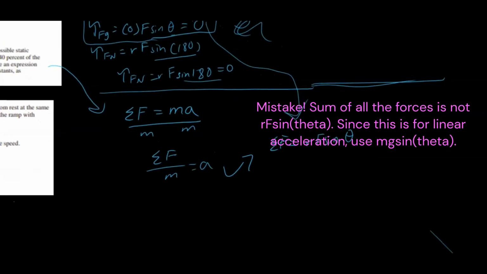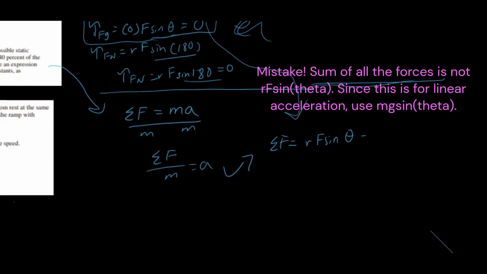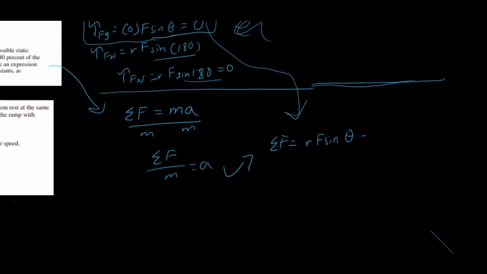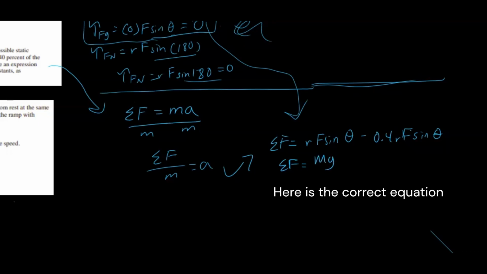And then we need to subtract 40% of the maximum, because the force acting in the opposite direction, the force of static friction, opposes the component of gravity. So we have 0.4 times mg sine theta. And this simplifies further down. The sum of the forces is mg sine theta, and we can subtract 0.4 mg sine theta.